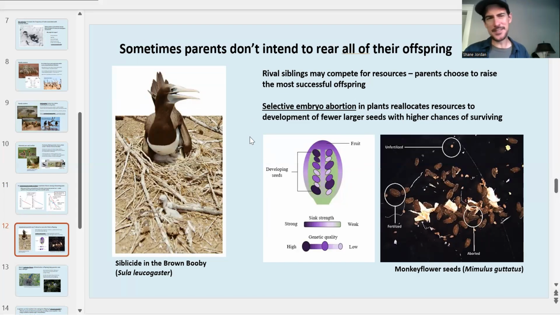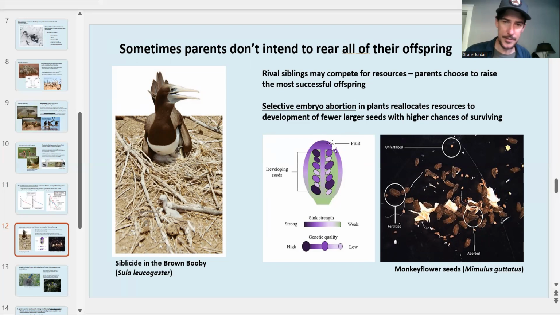We also see something similar going on in plants that we call selective embryo abortion. In selective embryo abortion, mother plants will allocate resources to the development of seeds that seem to have a higher genetic quality, that seem to have the highest chance of surviving. And they can sense this probably chemically.